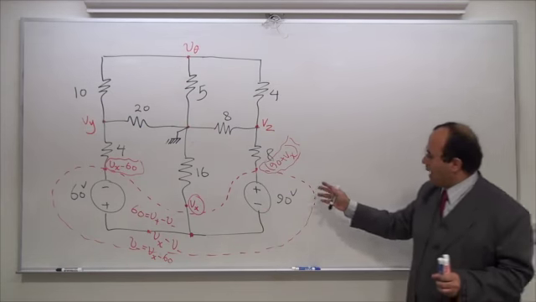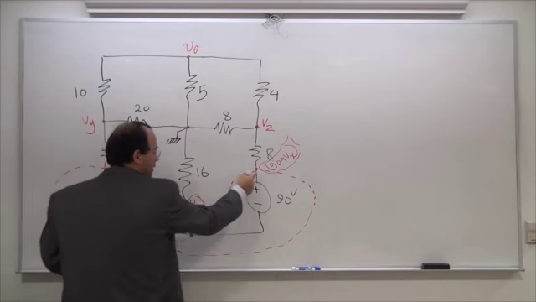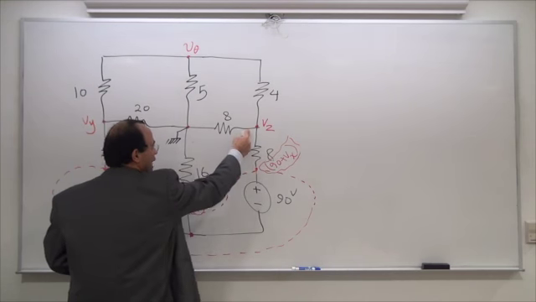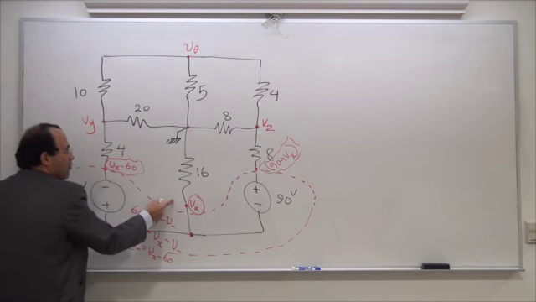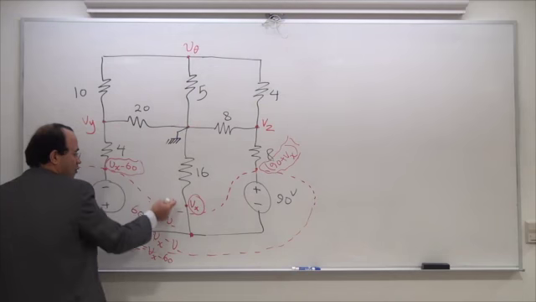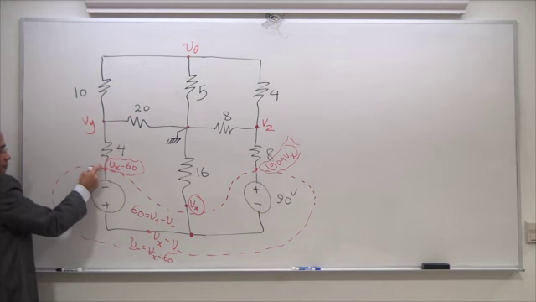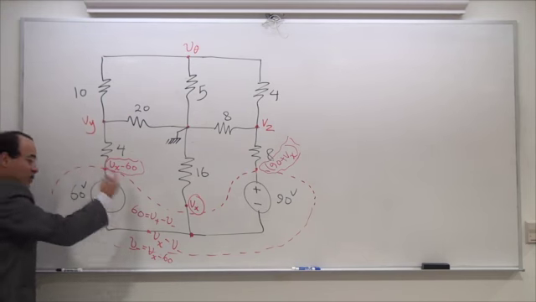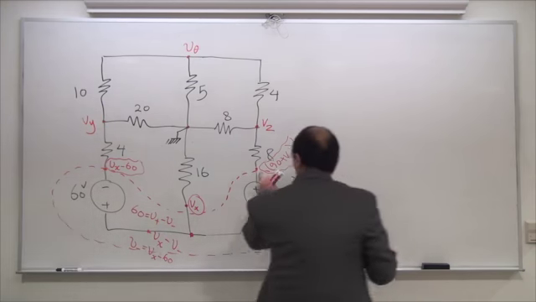The supernode has 3 nodes attached to it: this one, this one, this one. The supernode interacts with Vz through 8 ohm on this side, with 0 through 16 ohm on this side, and with Vy through 4 ohm on this side. Each side has its own voltage, and I need to be careful on that. So let's begin on this.